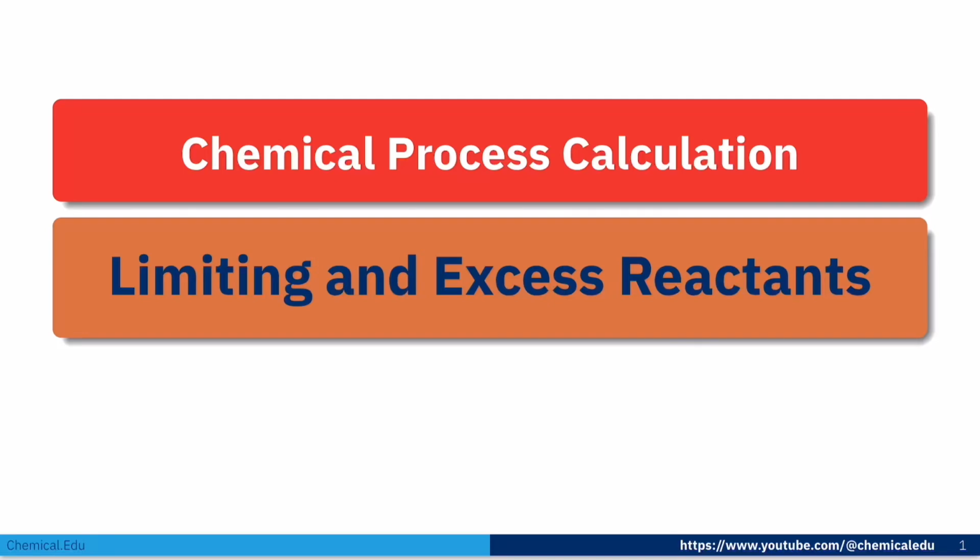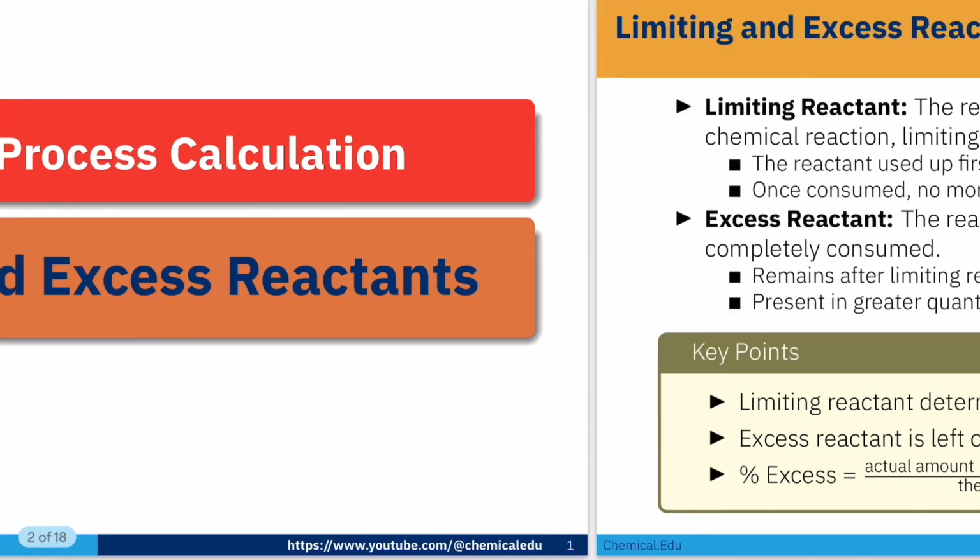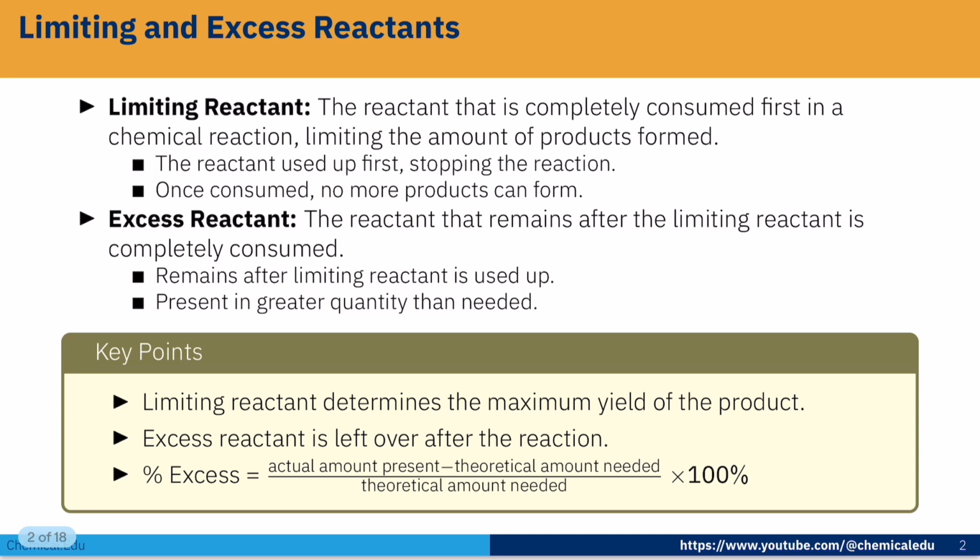Today I'll talk about limiting and excess reactant. First, what is the definition of limiting reactant? The reactant that is completely consumed first in a chemical reaction, limiting the amount of products formed. The reactant is used up first, stopping the reaction. Once consumed, no more products can be formed. So that is the definition of limiting reactant.